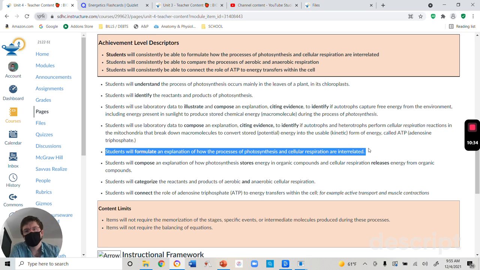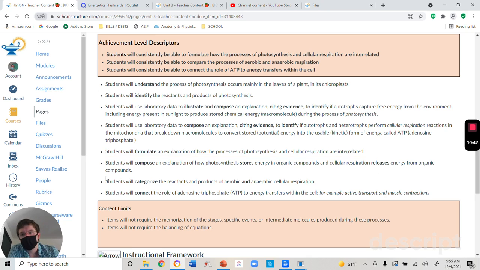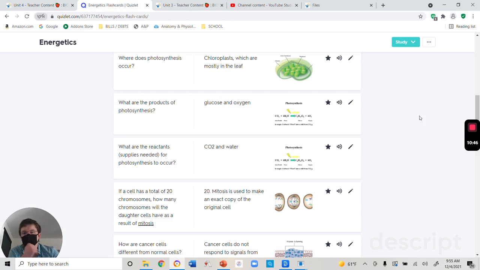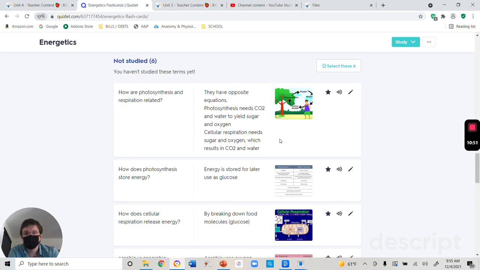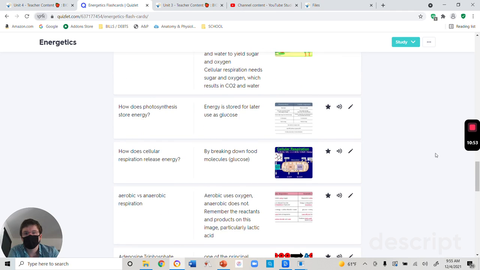So photosynthesis stores energy. Cellular respiration releases that energy. All right. And now we're going to talk about anaerobic and aerobic respiration. I found a very useful chart for you guys. So here we go.